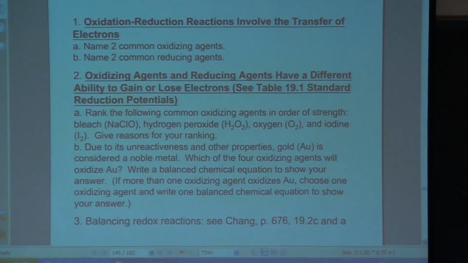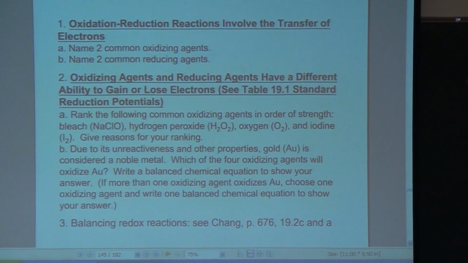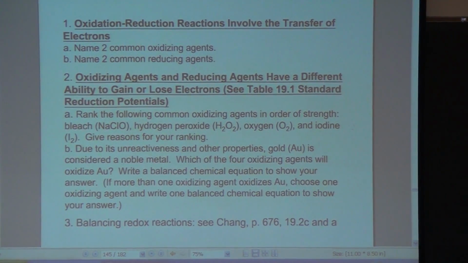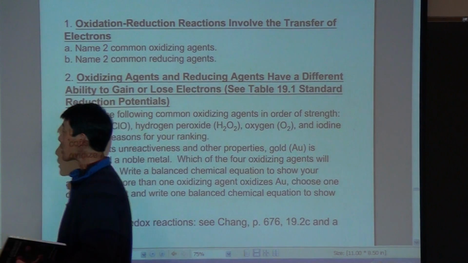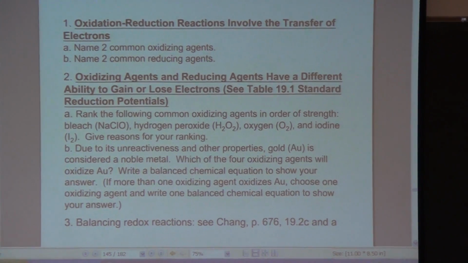Okay, so which of these four oxidizing agents will oxidize gold? Let's find gold in this table. We know that gold is a reducing agent, so gold goes on the product side here. So where's gold? It's the 7th one down. Is it in between the hydrogen peroxide and the chlorine, the Cl2 and the O2, or the O2 and I2?